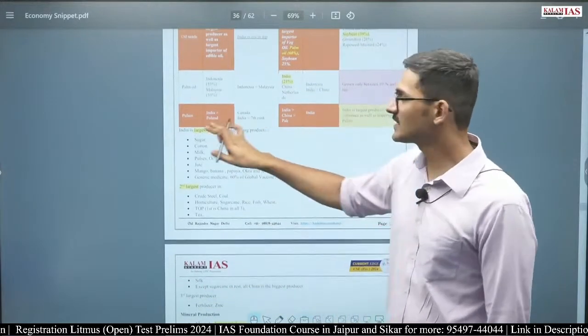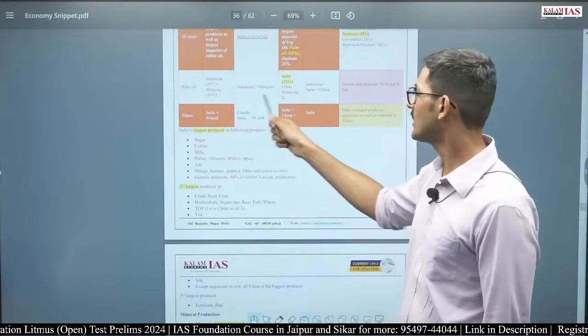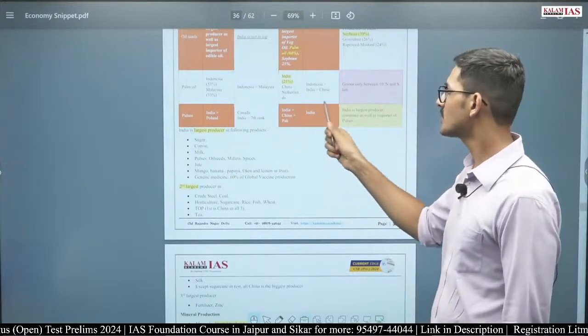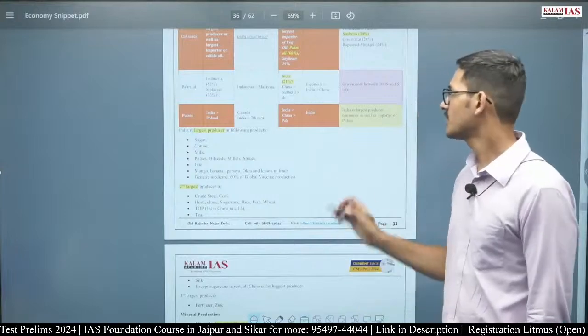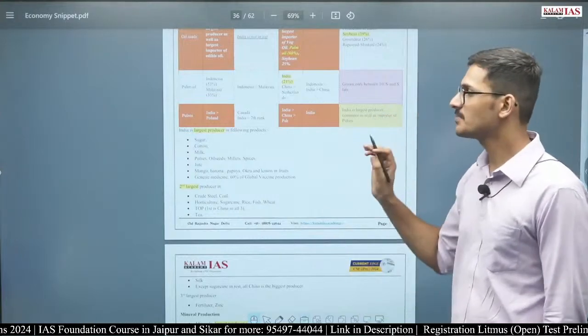So in pulses, India is the largest producer, largest importer, as well as largest consumer. India is the largest producer, consumer, as well as importer of pulses.